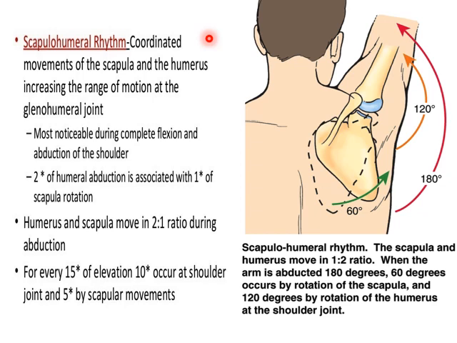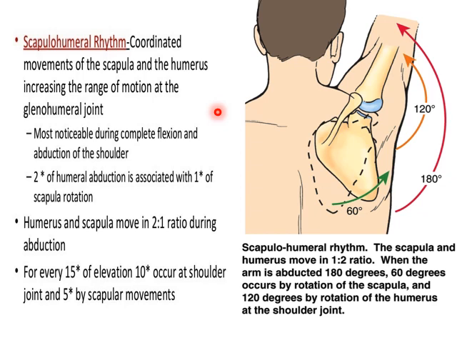Let us know about the scapulohumeral rhythm. The scapulohumeral rhythm is contributed to the abduction above 90 degrees. So the coordinated movements of scapula and humerus increasing the range of motion at glenohumeral joint is scapulohumeral rhythm. And this noticeably is seen during complete flexion and abduction of the shoulder.